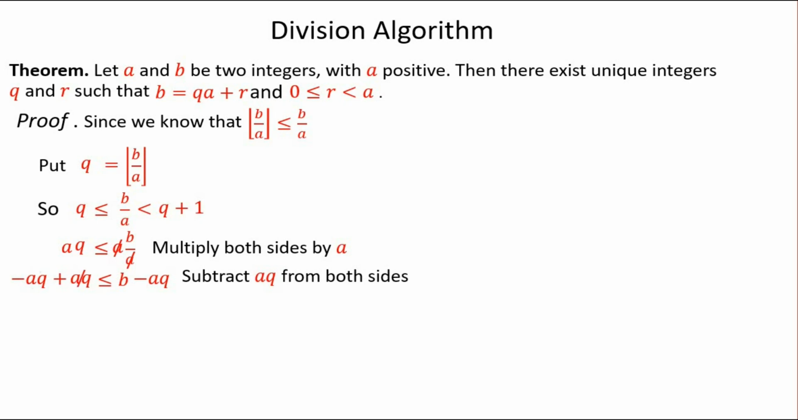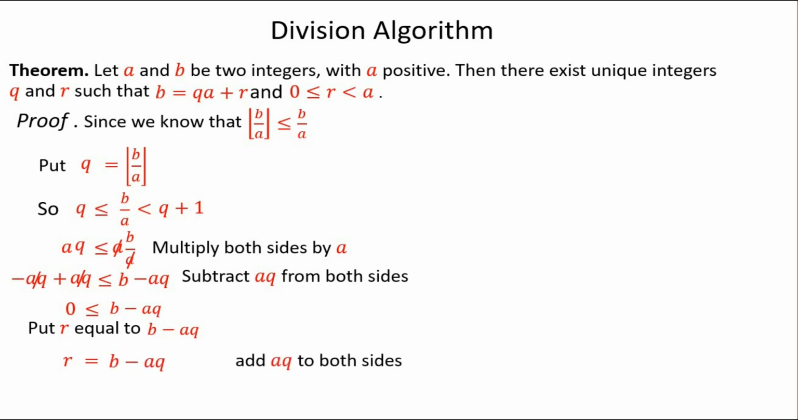Subtract aq from both sides, we get the equation minus aq plus aq less or equal to b minus aq. Minus aq and plus aq cancel each other, we get the equation that is 0 less or equal to b minus aq. Put r equal to b minus aq. So r equal to b minus aq. Add aq to both sides, we get the equation aq plus r equal to b minus aq plus aq. Minus aq plus aq cancel each other, we get the equation b equal to aq plus r, which is the required proof.